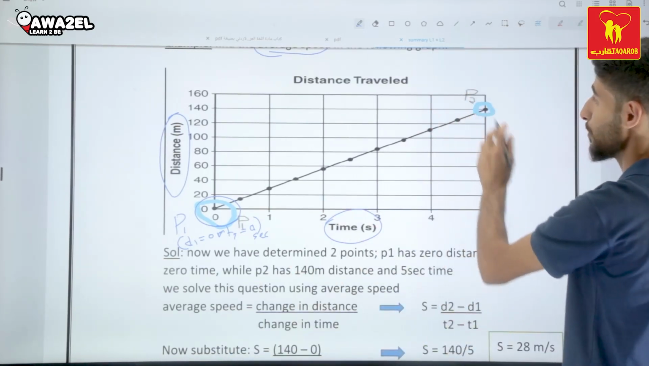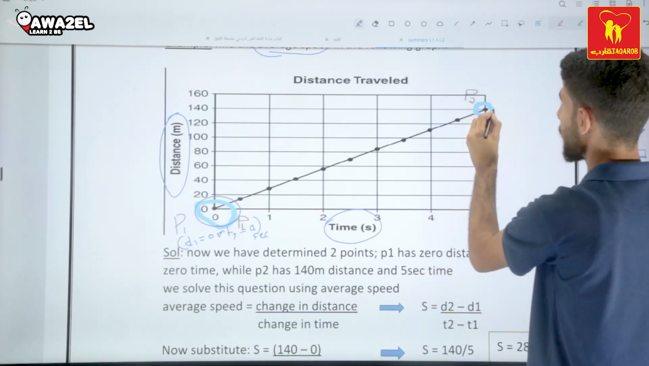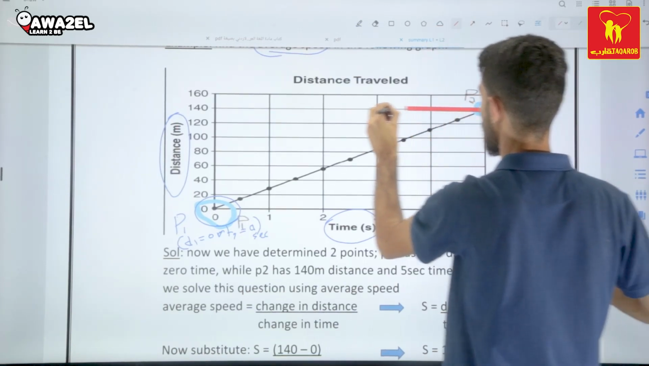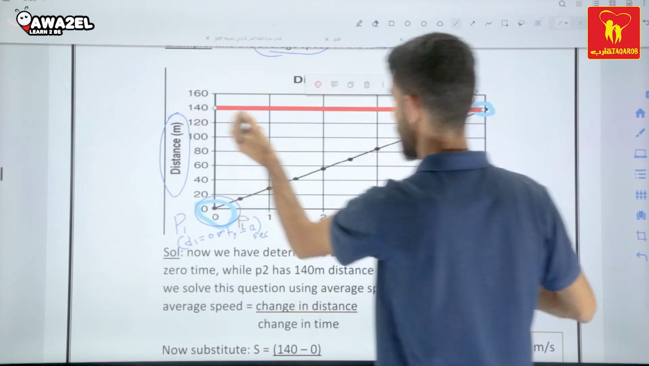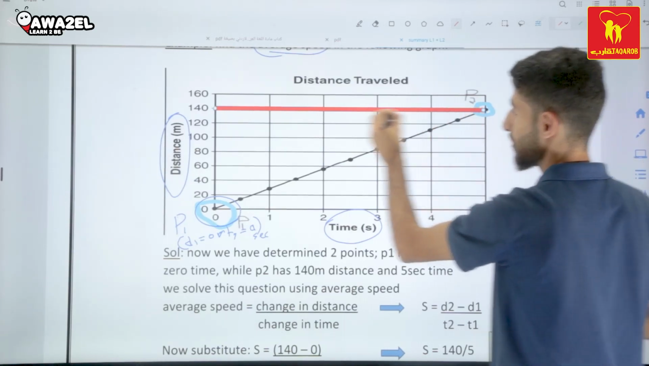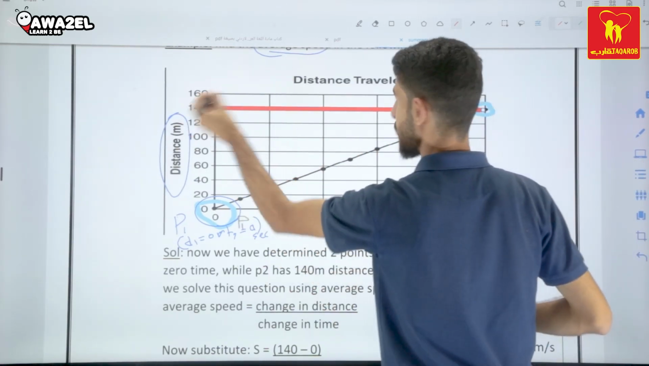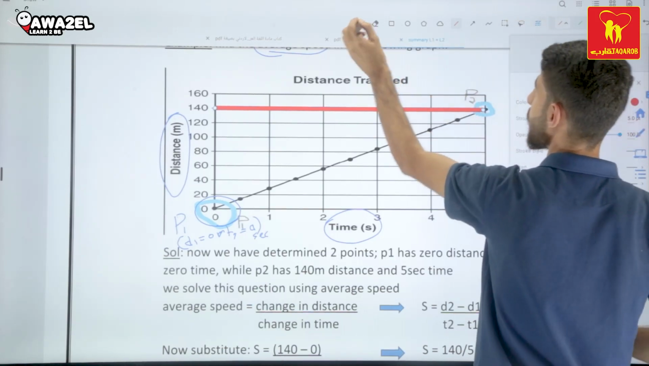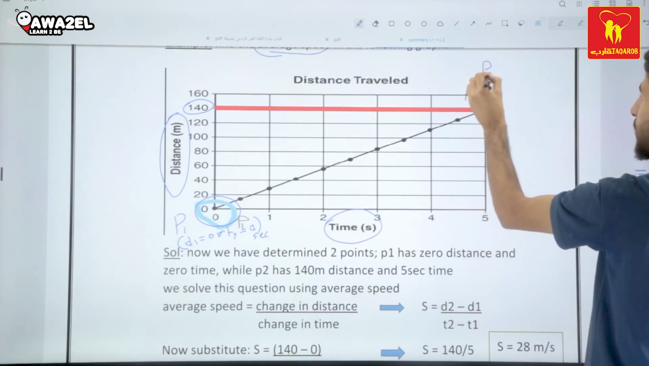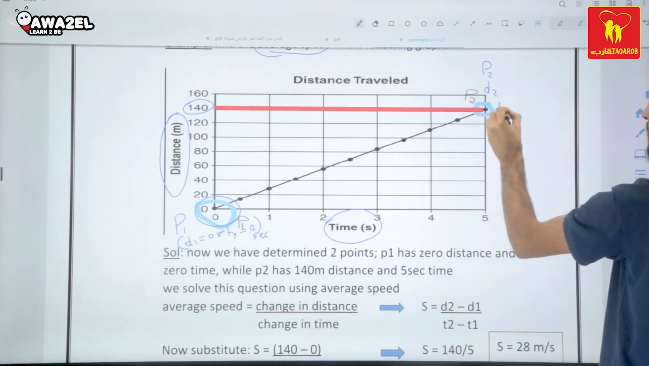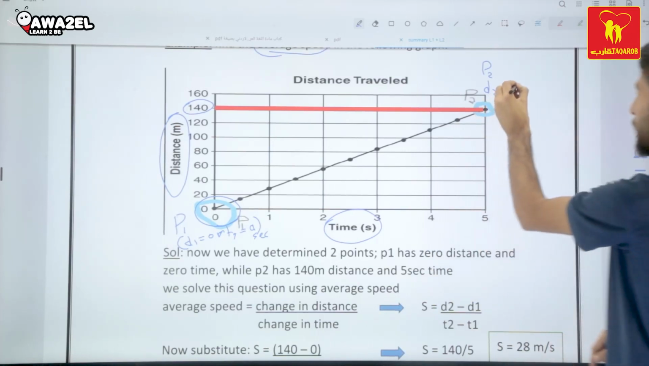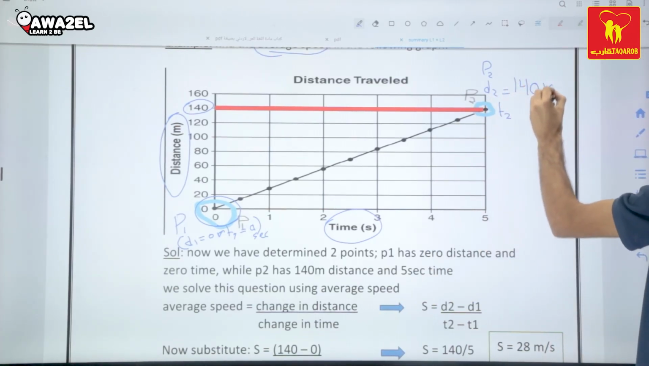I took this point already because if I make a horizontal line here, my distance will be 140. This is P2. So definitely it has D2 and T2. D2, I find it. It's 140, and the unit is meter, of course, because it's distance.